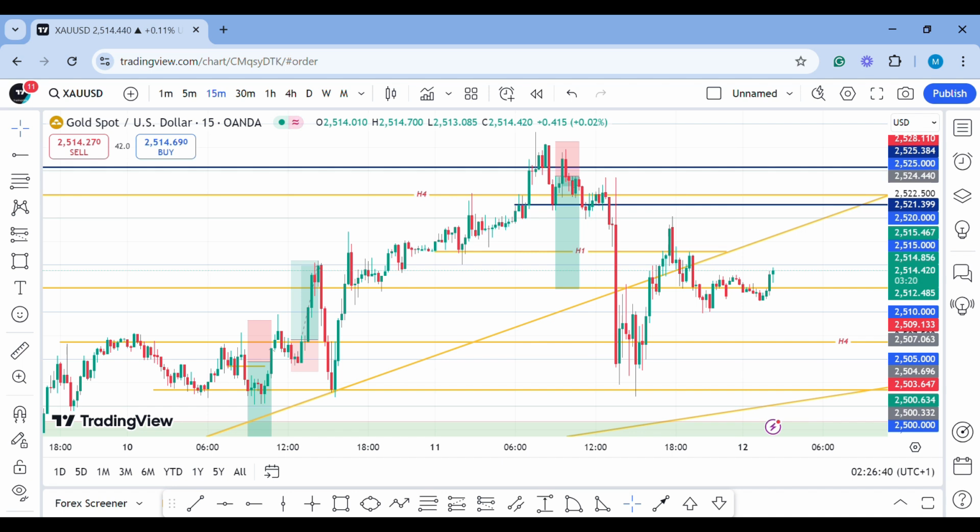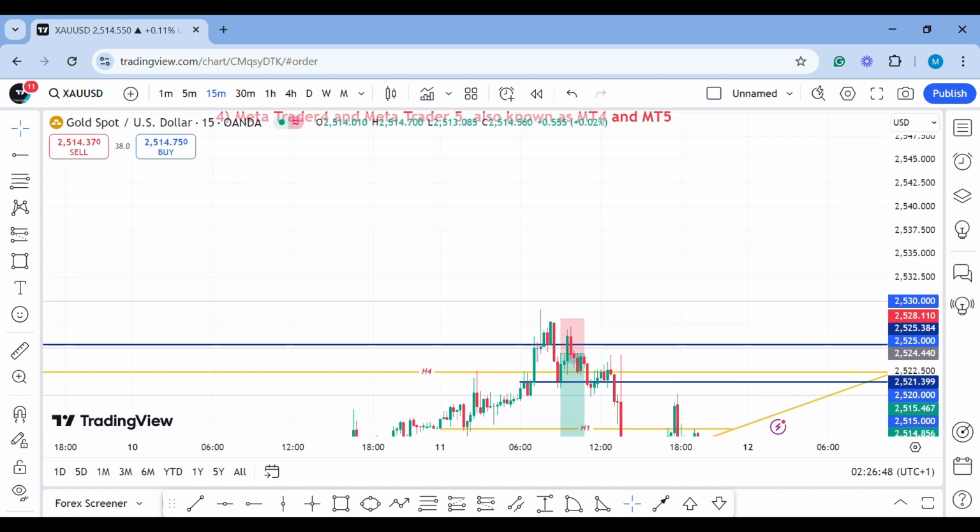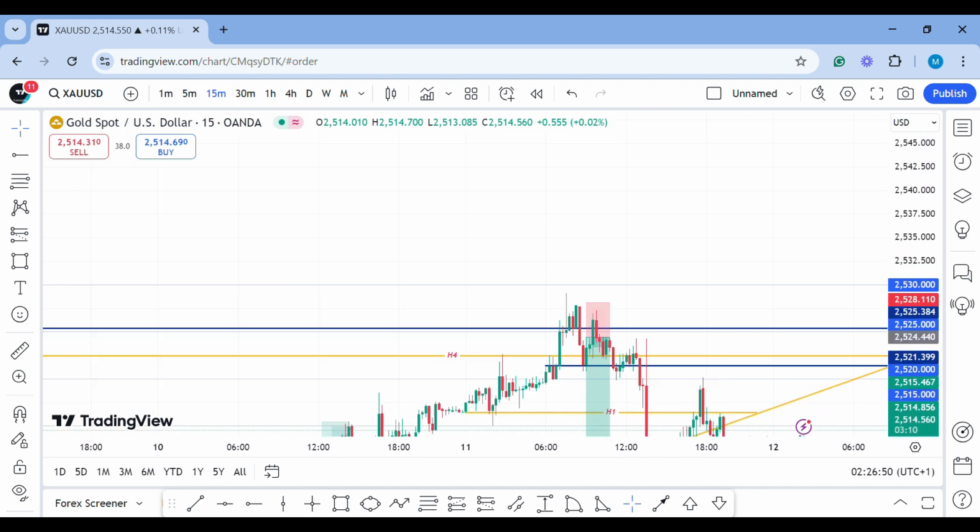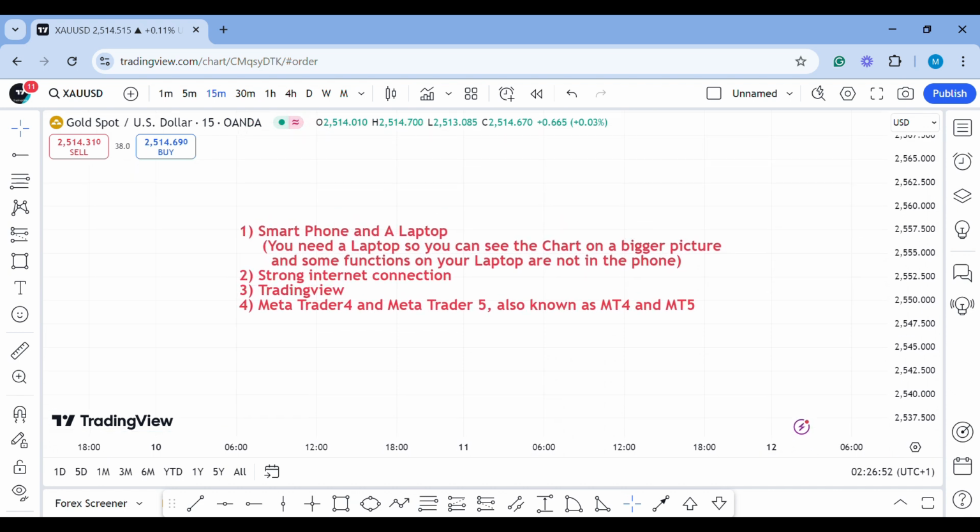Today we'll be talking about the tools every inspired trader needs. And number one on our list here is what? A smartphone and a laptop.